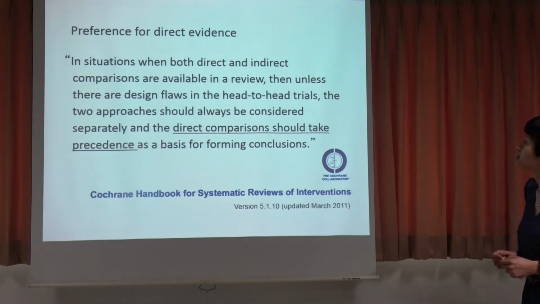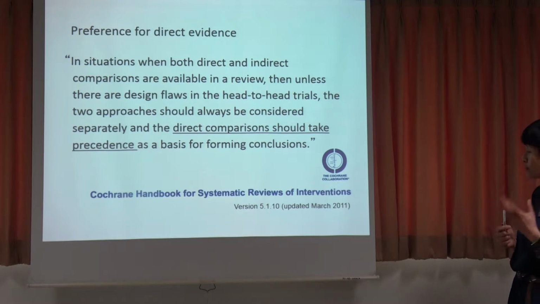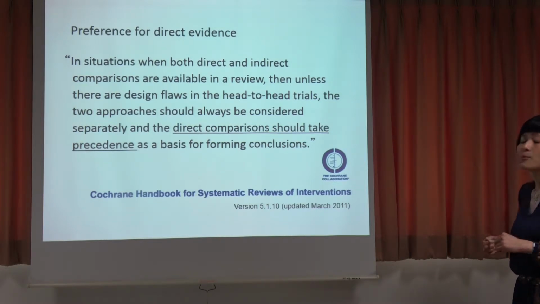And Cochrane also said, in situations where both direct and indirect evidence are available, then unless there are design flaws in head-to-head trials, the two approaches should always be considered separately, and the direct comparison should take precedence on the basis of forming conclusions. Now, I personally disagree with that. I think that if you fulfill all the underlying assumptions for undertaking mixed treatment comparison or network meta-analysis, then I don't believe that direct evidence necessarily gives you a better, more robust estimate than the network evidence.